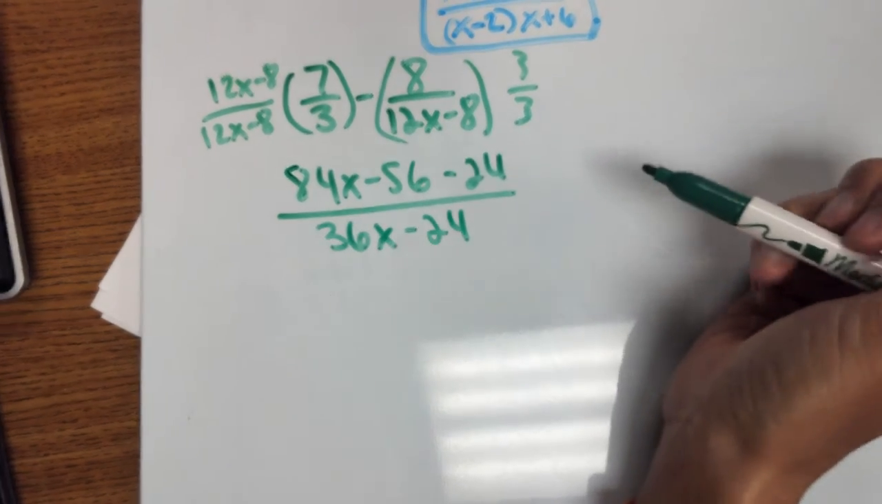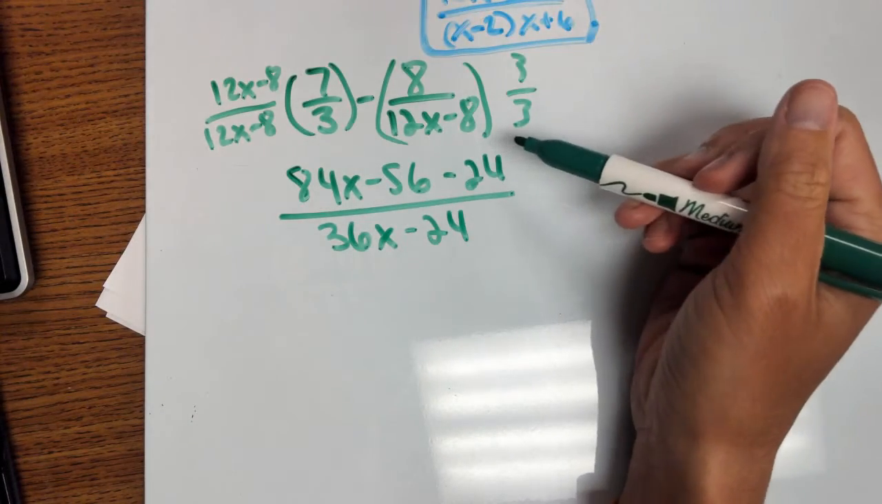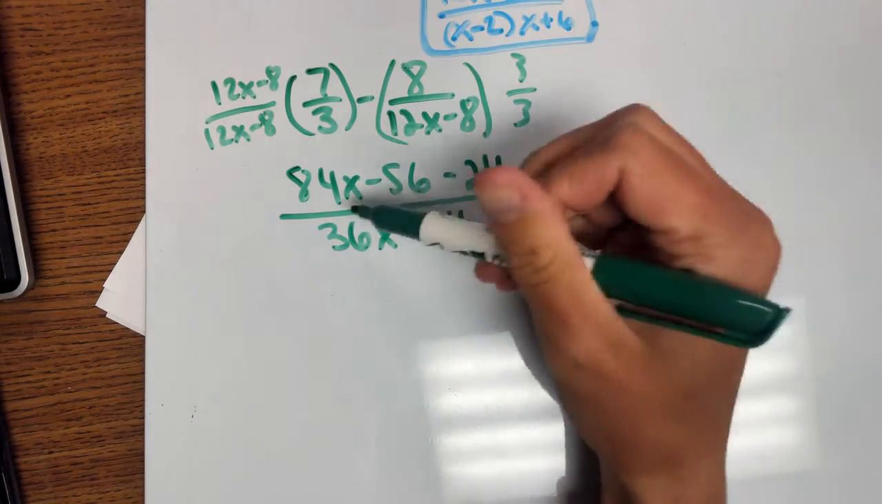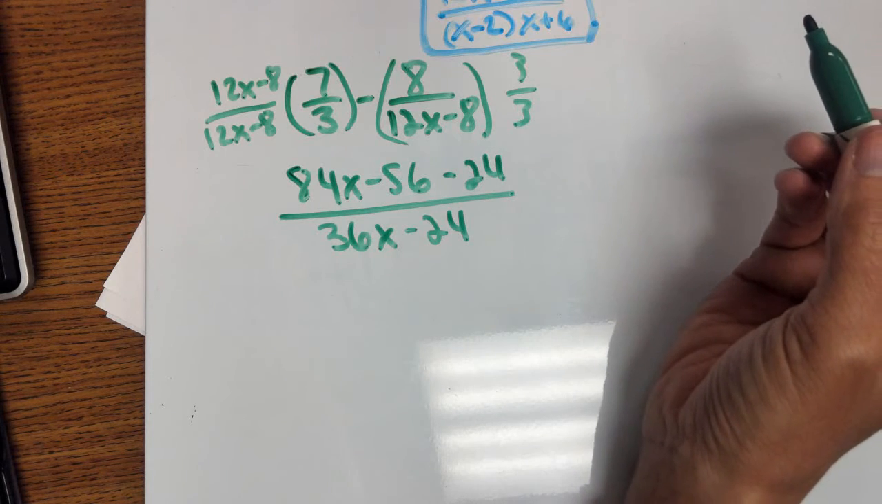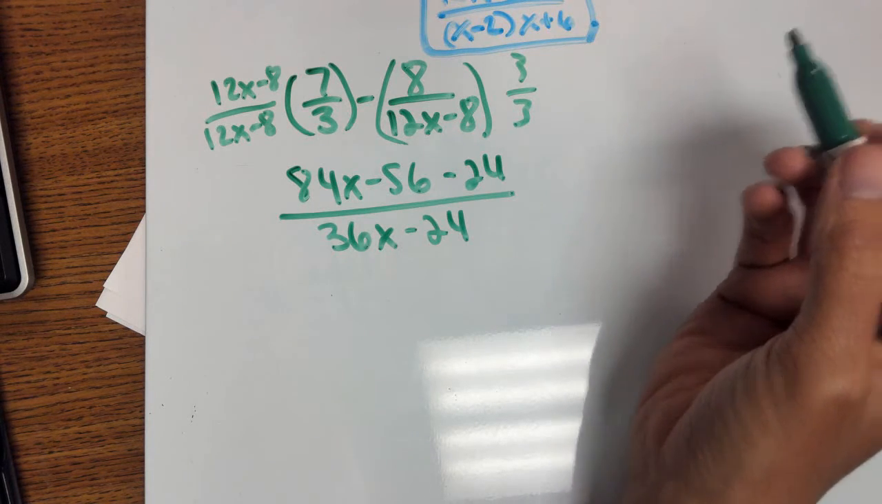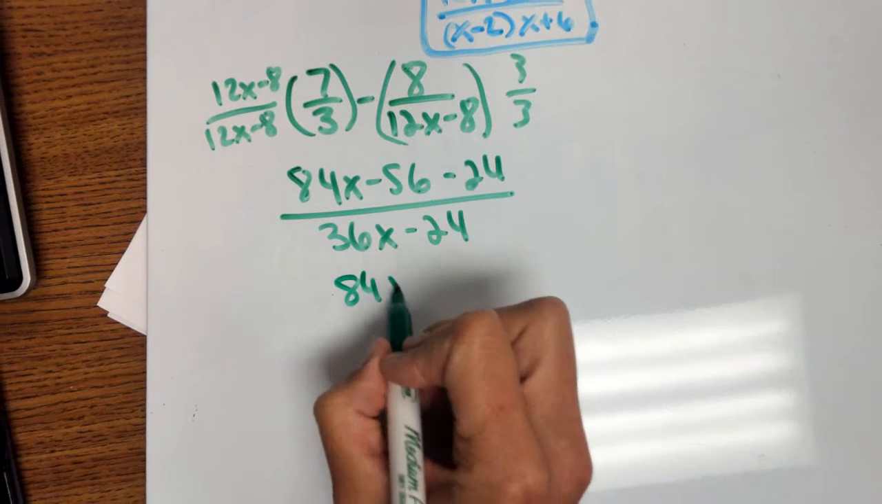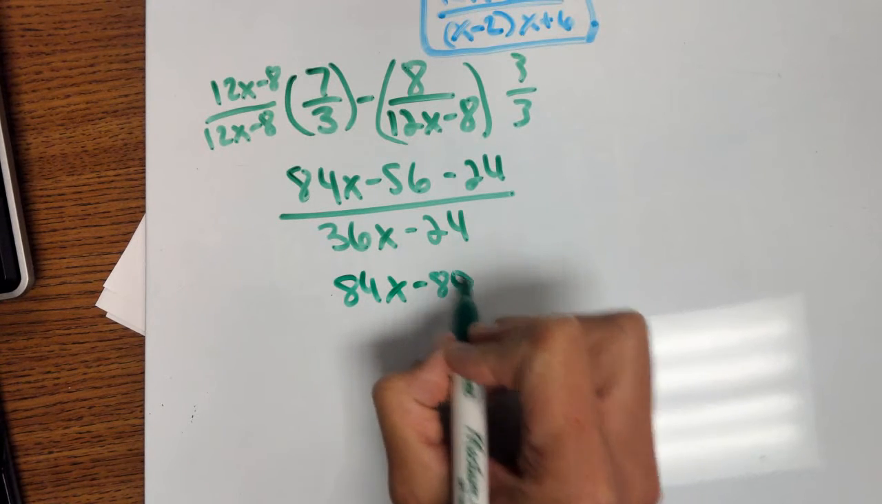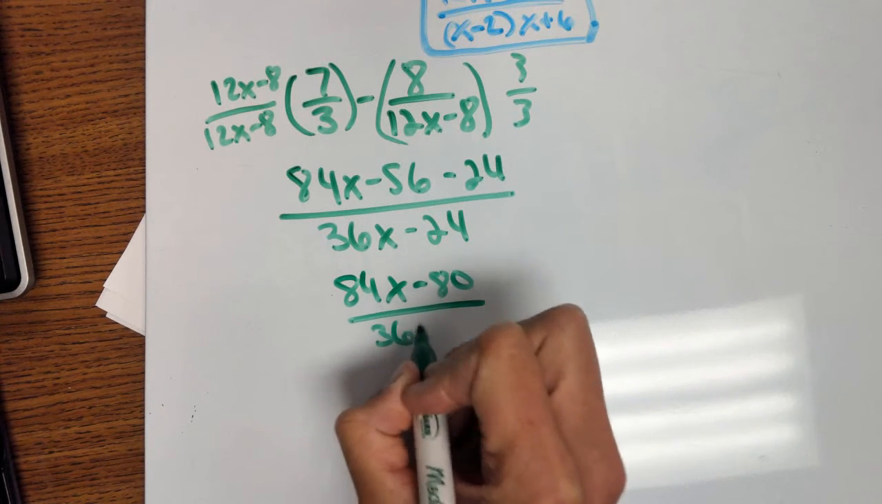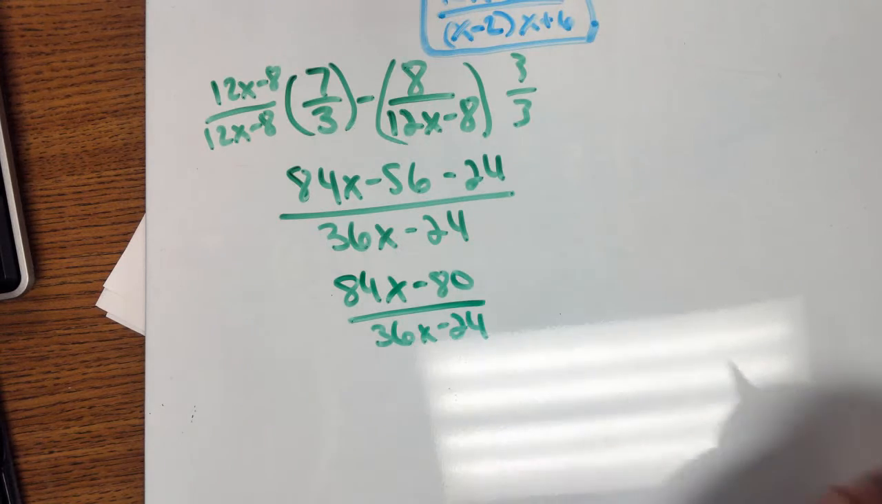Here is a big thing people do. They want to cross the 24s out. You cannot do that. You can only eliminate if it's in every single term. So we've got to combine my like terms. We end up getting 84x minus 80 over 36x minus 24.